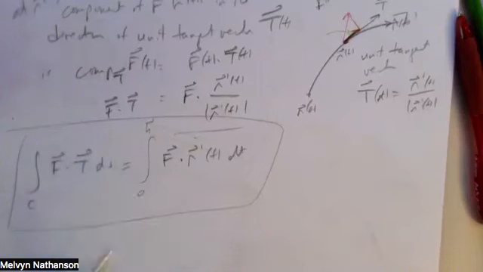So this is the line integral of a vector field along the curve in the direction of the curve. This is sometimes called the circulation.